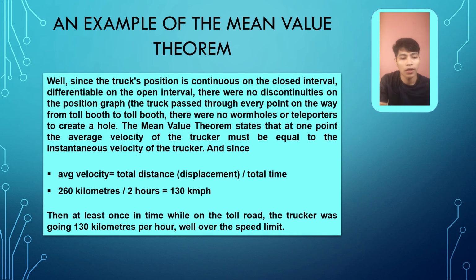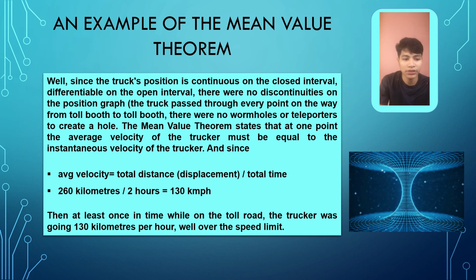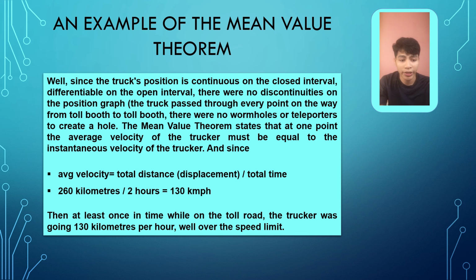Why? Well, since the truck's position is continuous on the closed interval and differentiable on the open interval, there were no discontinuities on the position graph. The truck passed through every point on the way from toll booth to toll booth. There were no wormholes or teleporters to create a hole, and a collapse in a position graph would not be fun if you were traveling at 70 miles per hour. I would not want to be in that car. The mean value theorem applies.